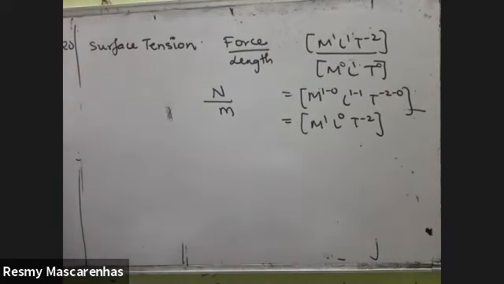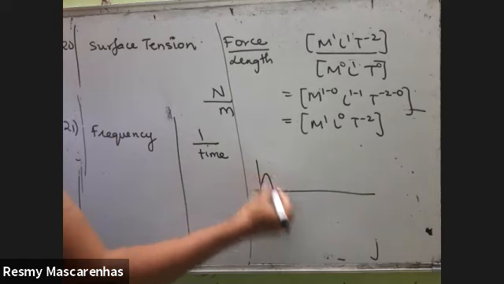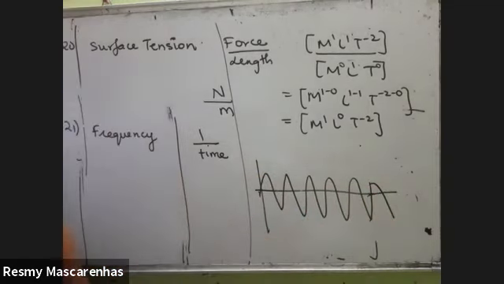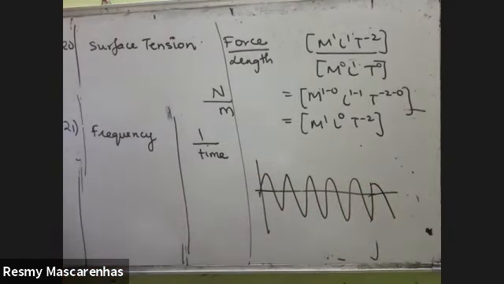Next one is frequency. Frequency, you know, is 1 upon time. It means how many times something can occur within a given time of 1 second or whatever. So if you have any wave like this, it will come across like this also. And I want to know what its frequency is for this particular time.